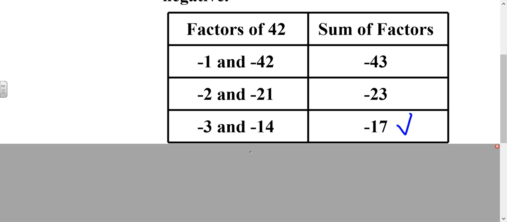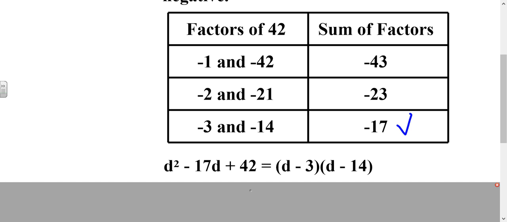So if you're not sure what numbers to use, just take your calculator and start taking your number and dividing it by other numbers to see what works. You can do some guessing and checking. Okay, so since negative 3 and negative 14 were our two magic numbers, when we put those into our binomial, we have a negative 3 and a negative 14. So both of them need to be minus.